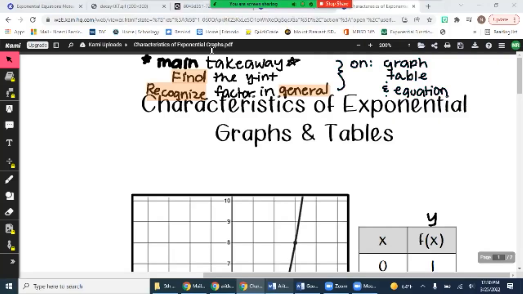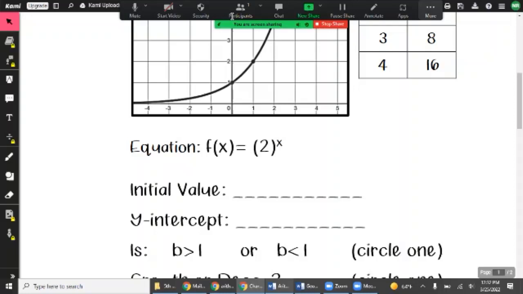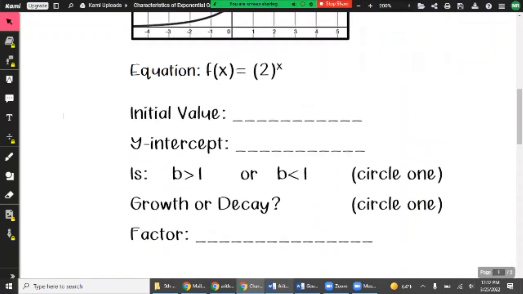So overall, after this lesson, I want you to be able to find the y-intercept and recognize how to find the factor. Not to find the exact number, but just know in general what type of number I am looking for in my factor based on the information I can see from the table or from the graph. So we're going to be looking at all 3: the graph, the table, and once again, the equation. All right, so let's start off right here.